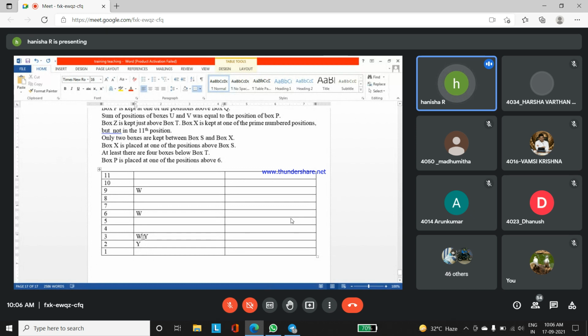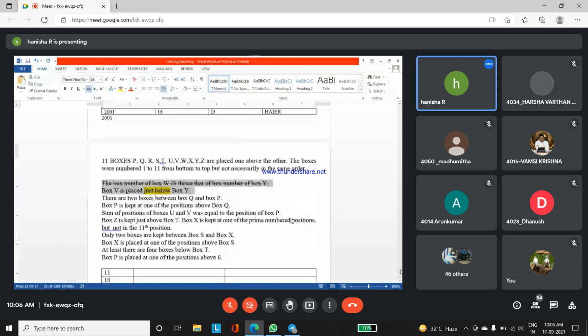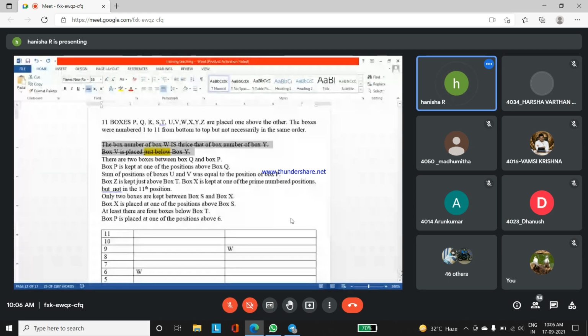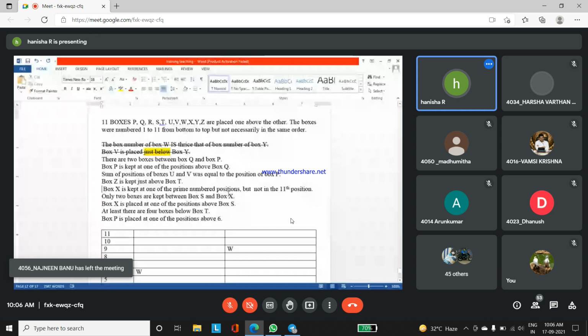Now the next one: there are two boxes between box Q and box P. Box P is kept at one of the positions above Q. The sum of positions of boxes U plus V is equal to the position of box P. Box Z is kept just above box T. Box X is placed in one of the prime number positions but not in the 11th position. Look at this clue: box P is placed at one of the positions above 6.